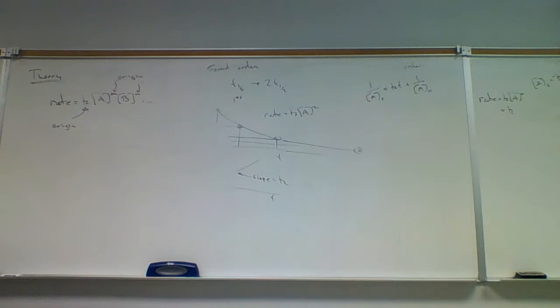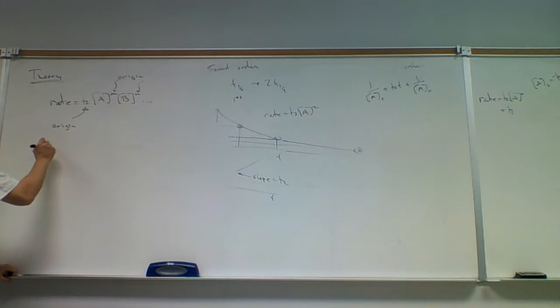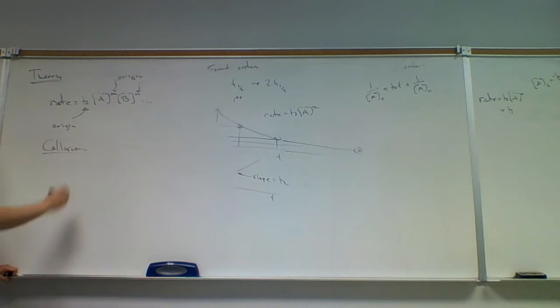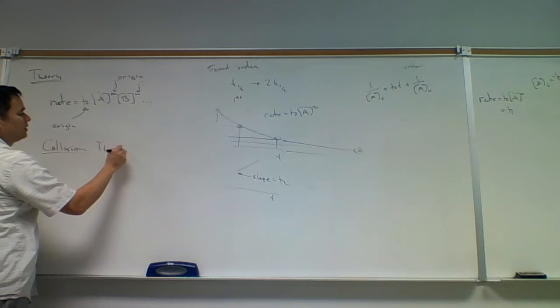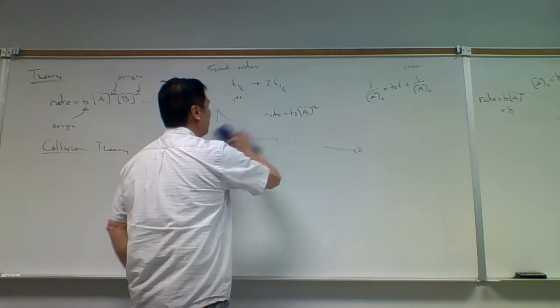The first thing we think about is that when a chemical reaction occurs, a collision happens. So the origin of these things is going to be based on the collisions that happen between reactant molecules. We call this collision theory, and we're going to look at how collisions impact the reaction rate.